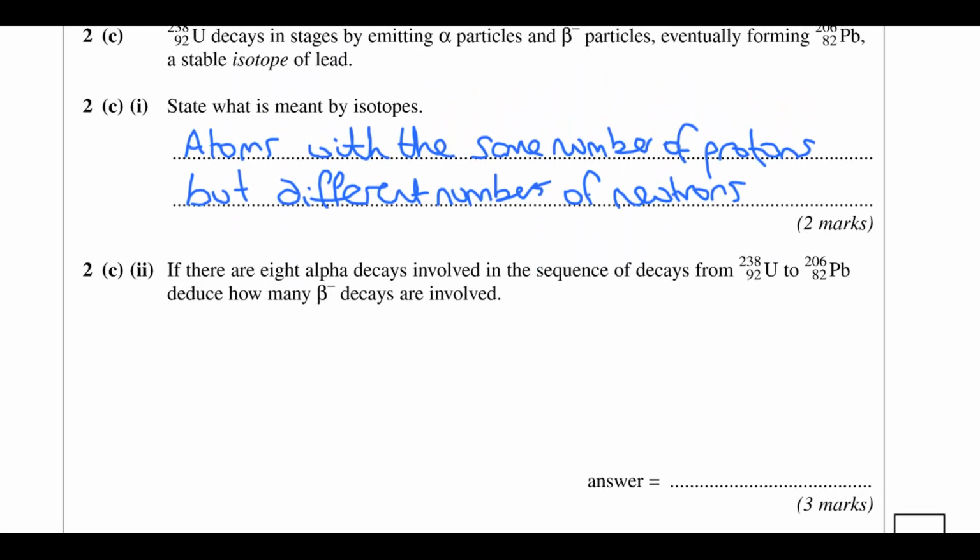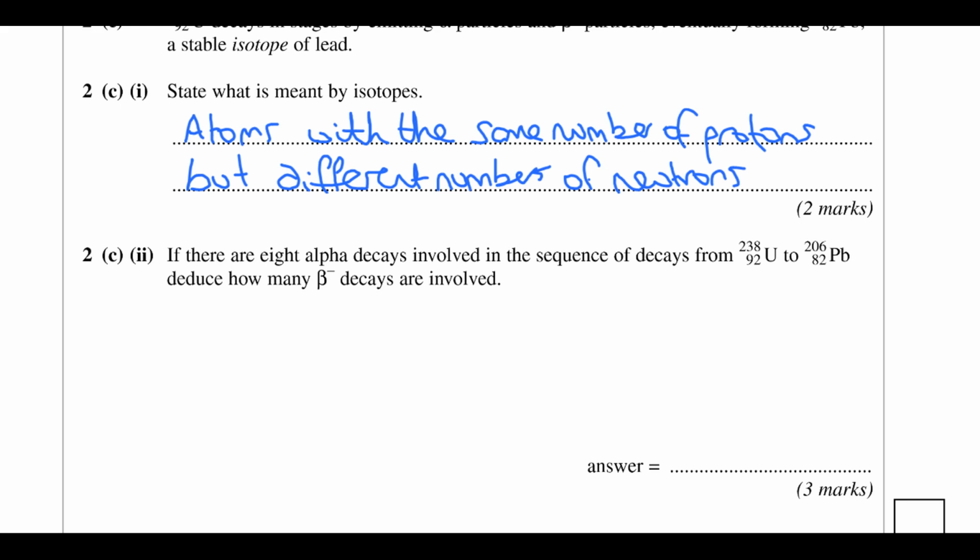Okay, so if there are 8 alpha decays to go from 238 to 206, how many beta minus decays? So 8 times 4/2 means you're going to lose 32 from the nucleon number, and you're going to lose 16 from the proton number, so you're going to end up with something which has 206 and then 76, and then whatever that is.